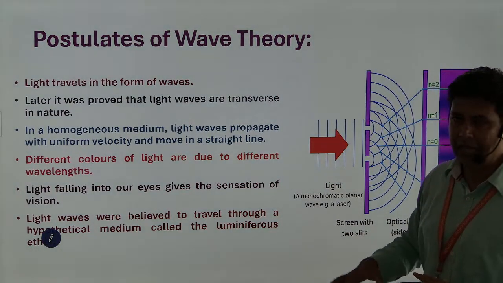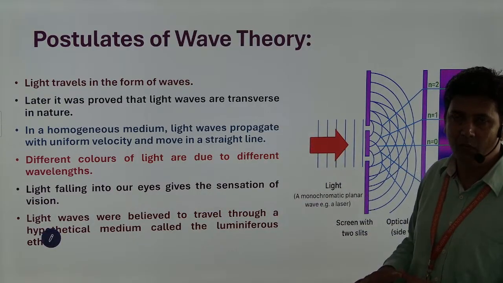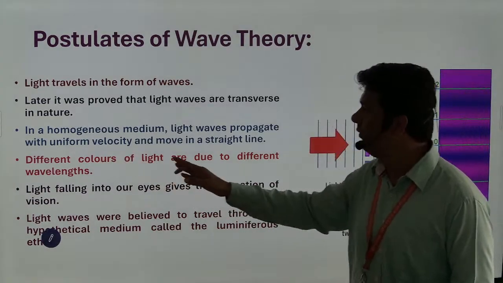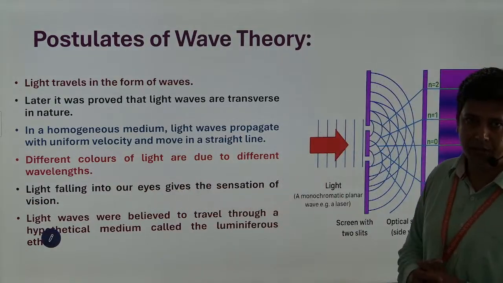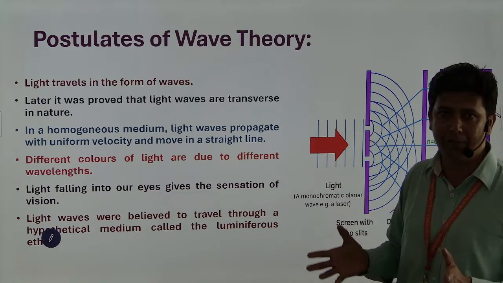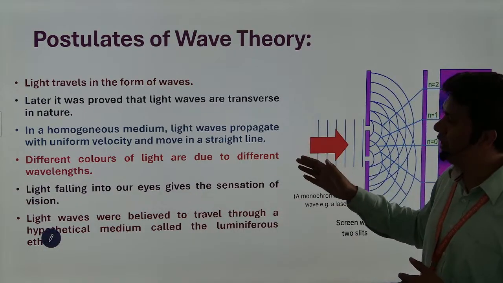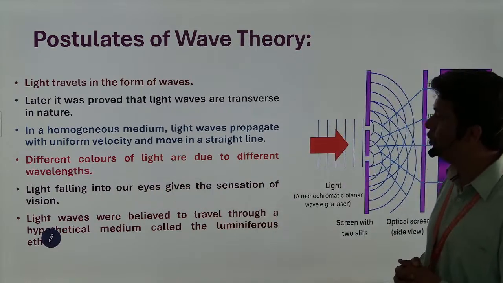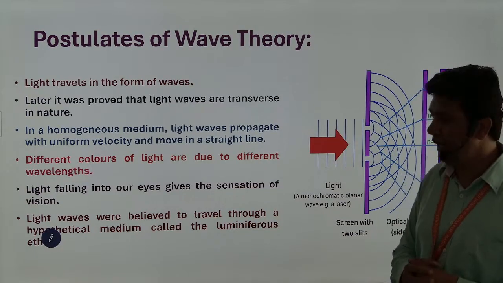As per this wave theory of light, he said that there is a homogeneous medium called the luminiferous ether everywhere, and light waves propagate with uniform velocity and move in a straight line. Then, different colors of light. This is very important, because in Newton's corpuscular theory, Newton said that there are different sizes of corpuscles, and that's why there are different colors of light. But in the wave theory of light, Christian Huygens said that different colors of light are due to the different wavelengths of light. That means as the wavelength of light changes, the color of light changes accordingly.